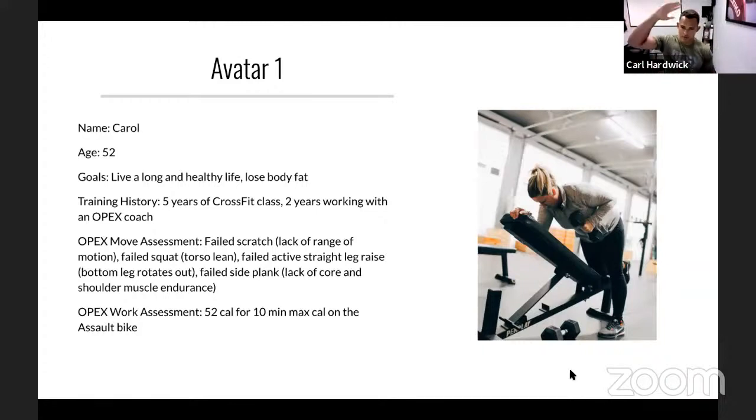When someone goes overhead, we're looking at their ability to externally rotate, get their humerus to vertical. When someone goes low, we're looking at the ability to internally rotate. And that has a lot of carryover in terms of what we can or cannot do in exercise based on that simple assessment.